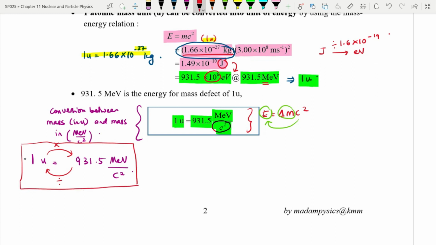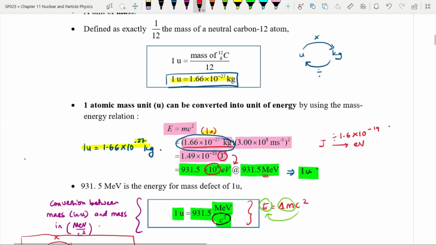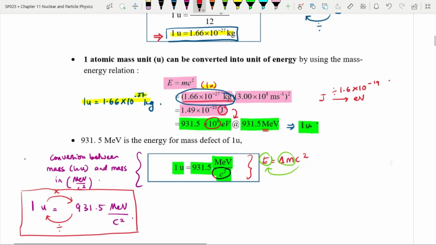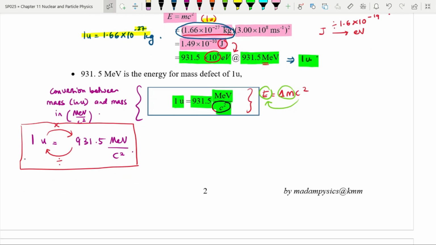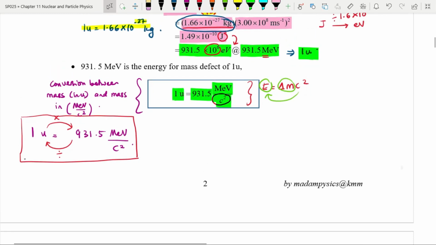Conversion between mass kg dengan U dah ada dekat atas ni lah. Ini. Okay, so itu U dengan kg. Yang ni U dengan MeV over C square. Lebih kepada conversion antara mass dan juga energy sebenarnya. Alright, so two methods. Ada method untuk kita cari nilai binding energy dalam joule, dalam MeV. Okay, so kita buat conclusion sikit apa yang kita dah belajar tadi.